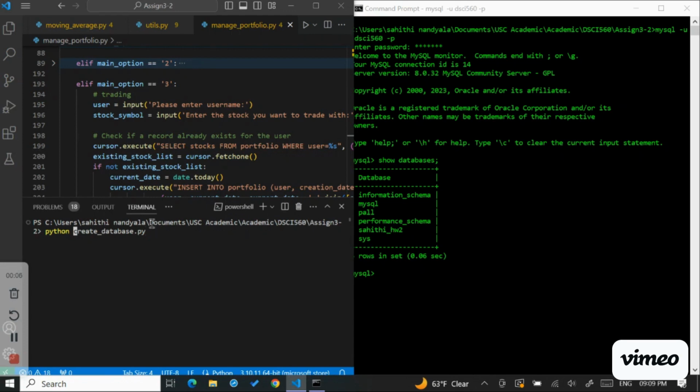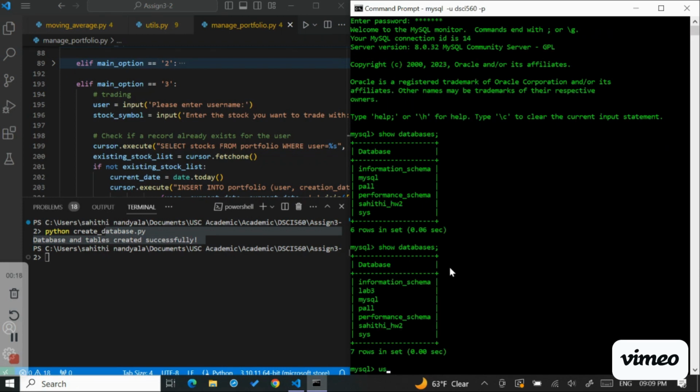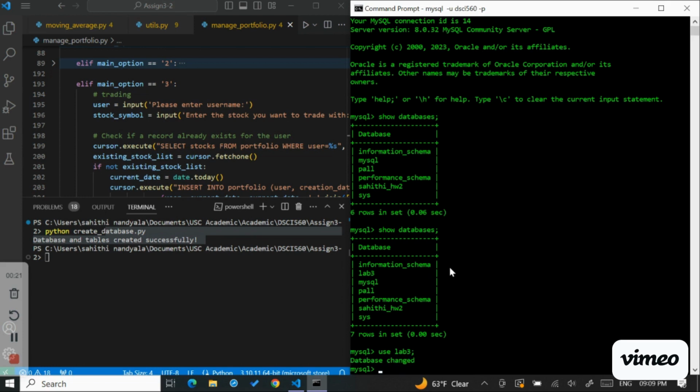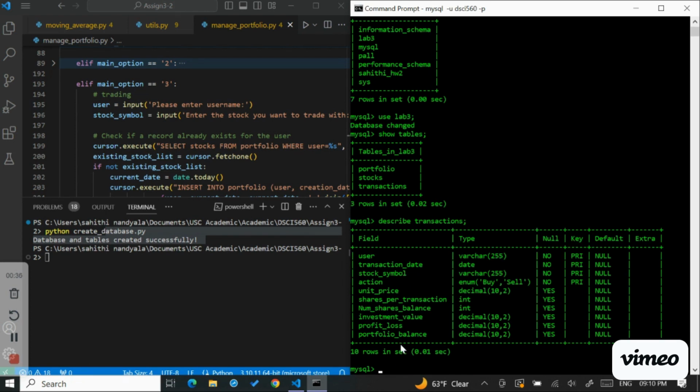Now let's try to run our scripts. First, let's create the database. Using create_database.py, we can see that it says the tables are created properly. Let's check it out. Yeah, we see lab3 database. And let us look at the tables, and we see transactions. We can see all the columns here in the transaction table. Now let us try to do the trading. That is nothing but the mock trading environment using manage_portfolio.py.